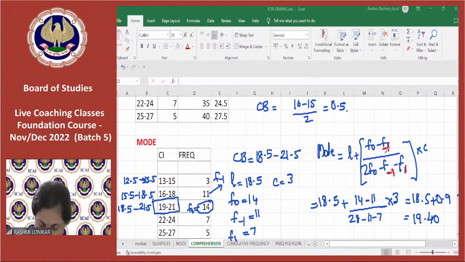Bhargavi, frequency 14 is the highest. Then why are we taking 14 as F0? F0 is the frequency of the highest frequency. Okay.